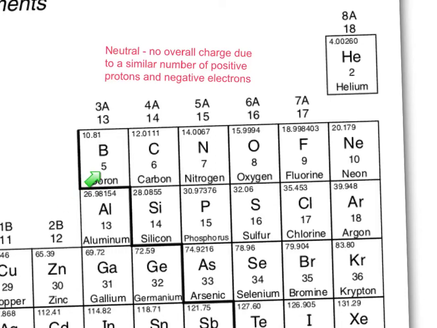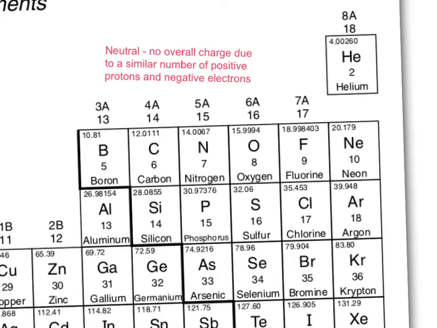Boron. Boron has 5 protons and therefore must have 5 electrons to be neutral. Carbon, 6 protons, 6 electrons. 7 protons, 7 electrons. Seriously, it is that simple.